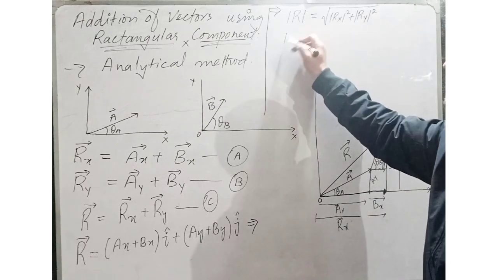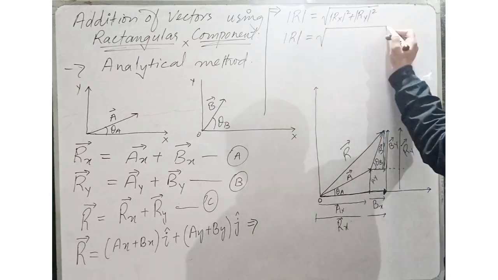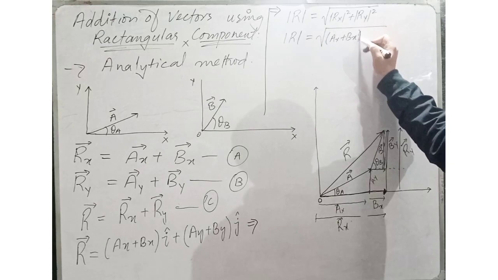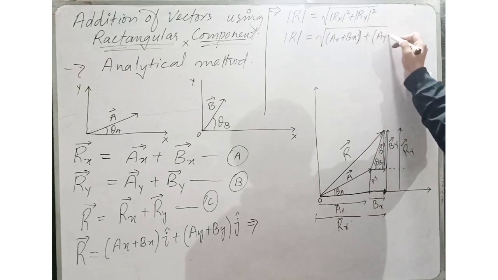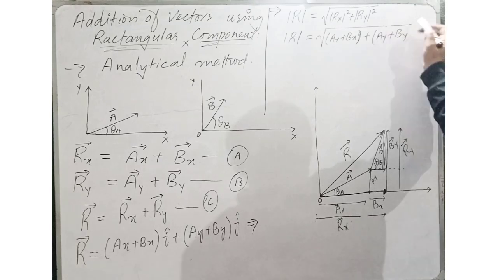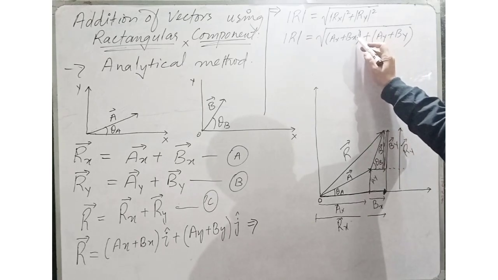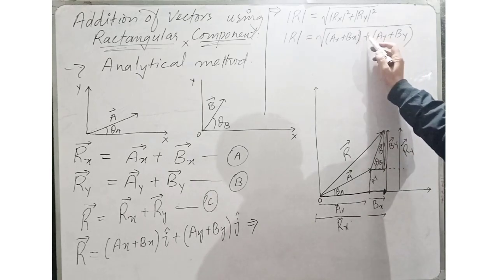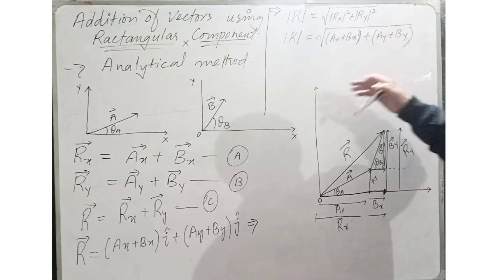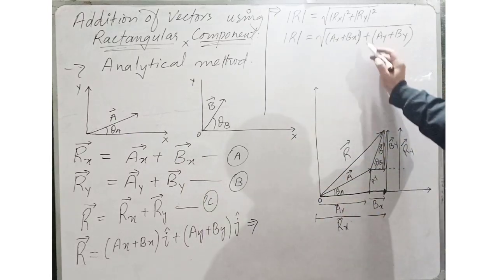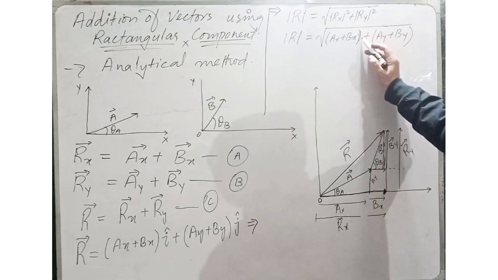Now we can replace Rx and Ry, so the magnitude of the resultant vector will be the square root of (Ax plus Bx) squared plus (Ay plus By) squared. And we can extend this expression if we are having more than two vectors. So let's say we are adding three vectors using rectangular components, we can include an extra component over here, and let's call that Cx and Cy, right? And if we perform the same process in 3 dimensions, then we have to include the z-axis as well, right?